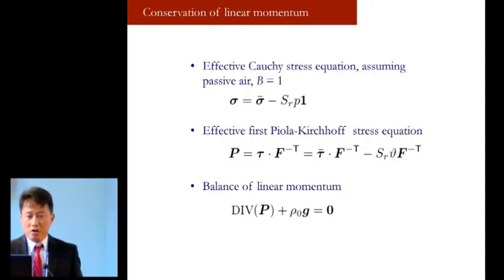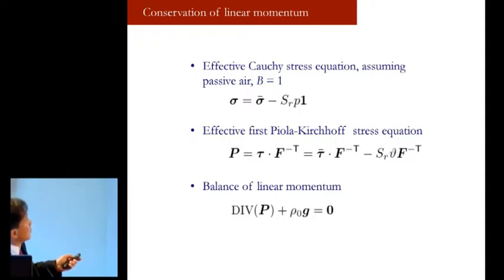Next, we also impose the conservation of linear momentum. And here we're going to make a simple assumption just for the sake of argument, although this is not a limiting assumption for the formulation. First, we assume that we have a passive air, and that is the air pressure in this mixture of solid, water and air is equal to 0. And then we also assume that the Biot coefficient B is equal to 1, which is a realistic assumption mostly for soils. Now here we have an expression for the effective Cauchy stress tensor.